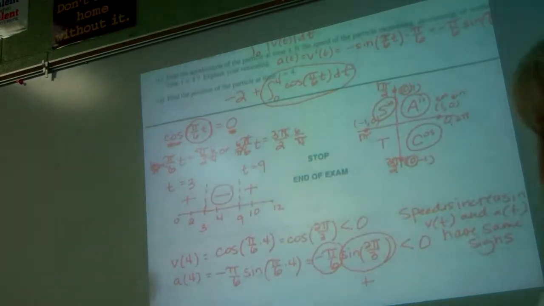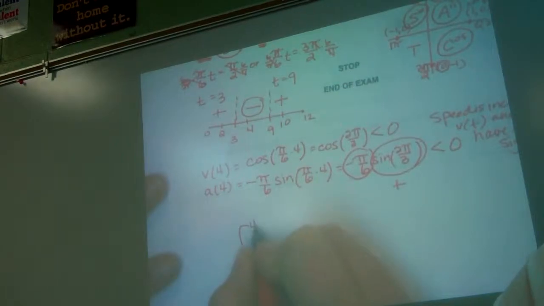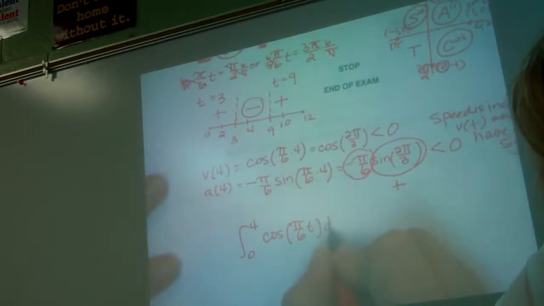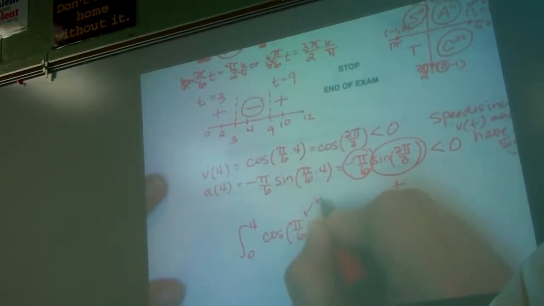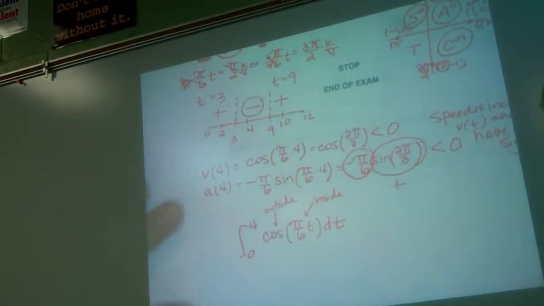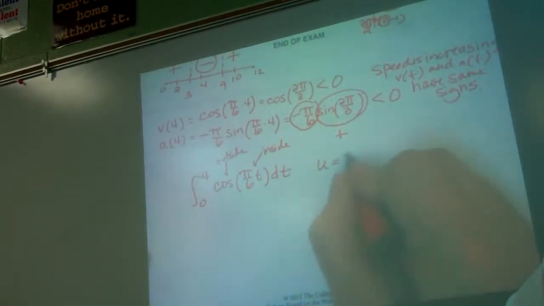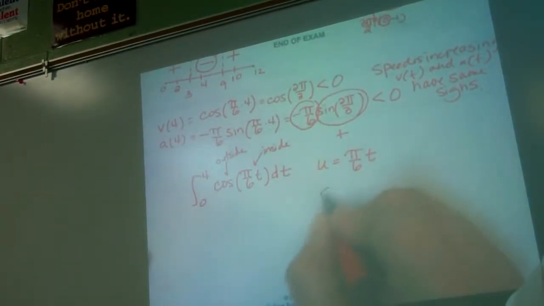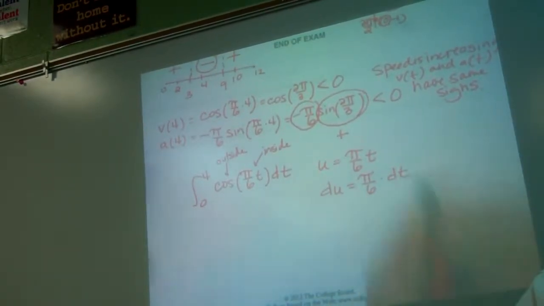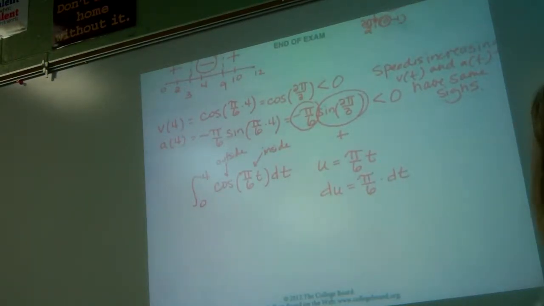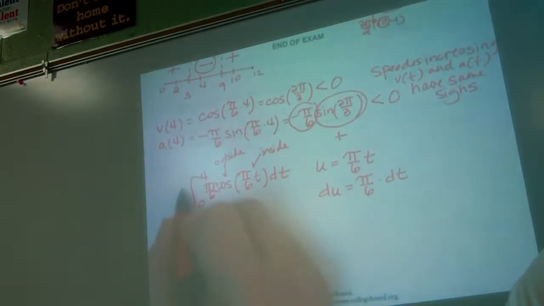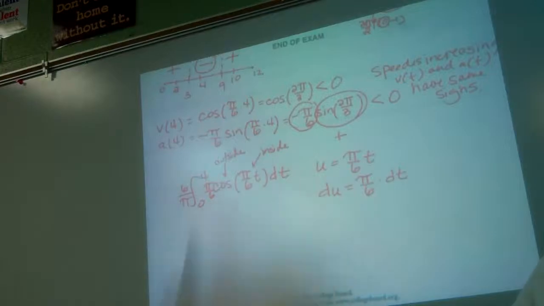So to integrate this, what do I have to use? I have to use U substitution because I have one function inside of another one. The inside function is what I'm going to call U. So U is pi over 6t. The derivative of that is pi over 6, which we don't have on the outside. So we have to give ourselves a pi over 6 and balance it with a 6 over pi.